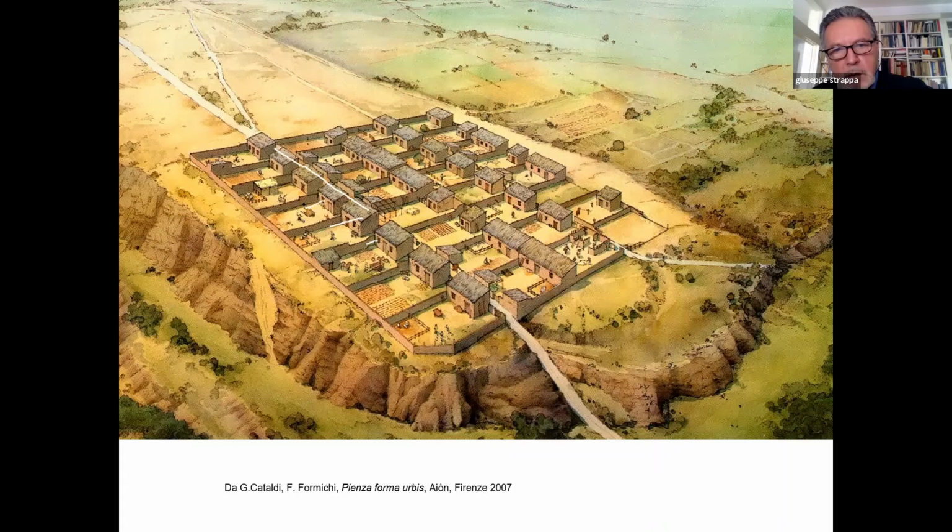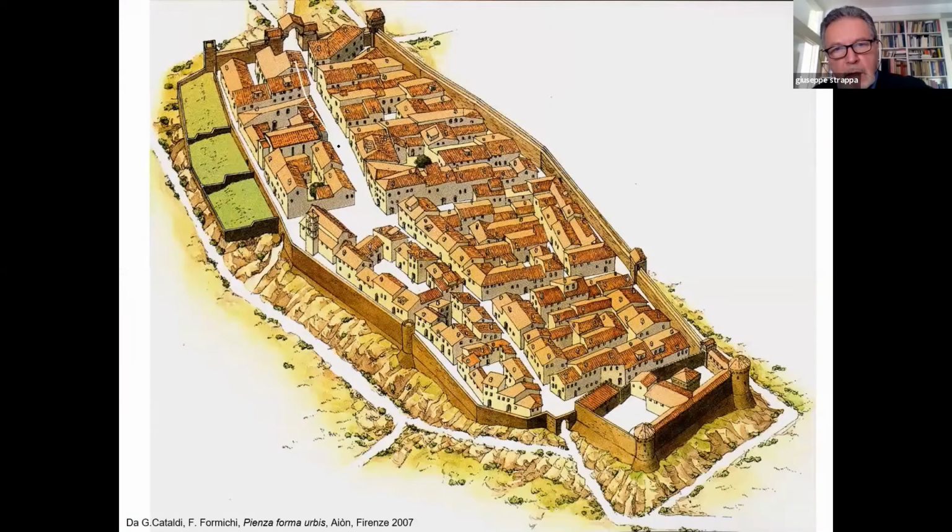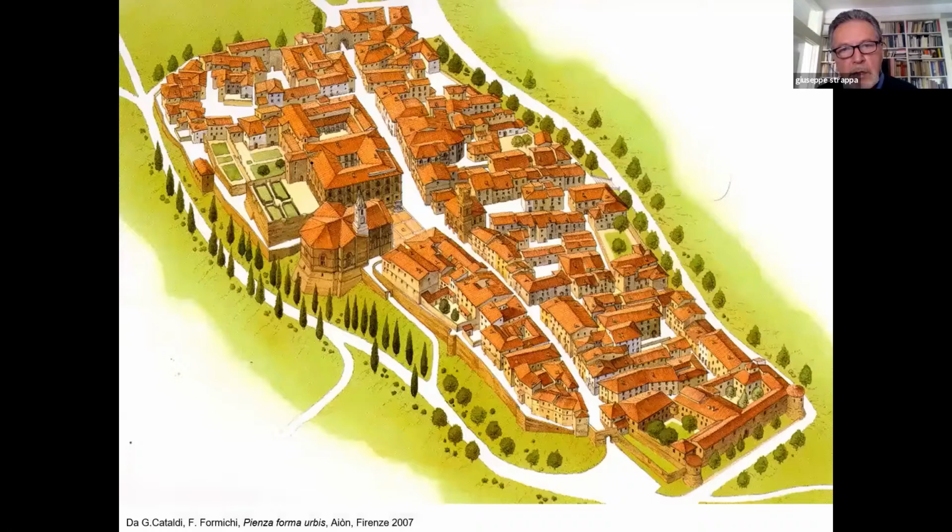And after, the settlement is formed by a main road and a node, and the transformation of the courtyard house in row houses, and some one of them, you see here, they organize around a common space and specialized, forming the successive palazzo, which is Palazzo Piccolomini.